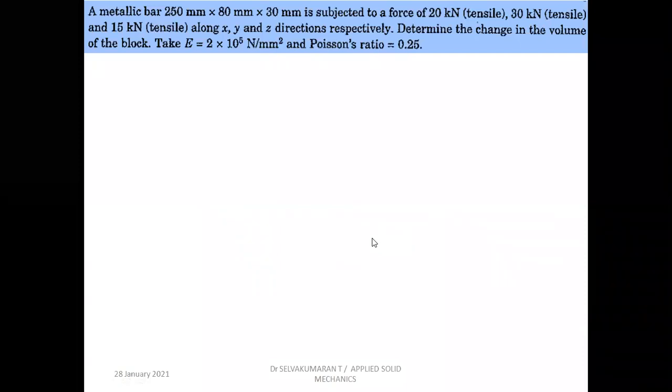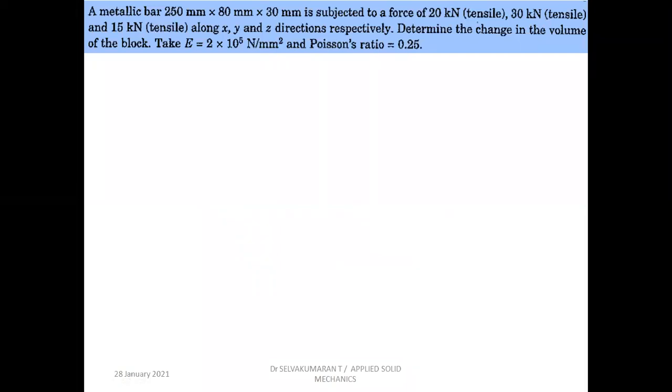So next problem, a metallic bar 250 mm by 80 mm by 30 mm is subjected to a force of 20 kilonewton tensile, 30 kilonewton tensile and 15 kilonewton tensile along x, y and z directions respectively. Determine the change in the volume of the block. Take Young's modulus 2 into 10 power 5 Newton per mm square and Poisson's ratio 0.25.